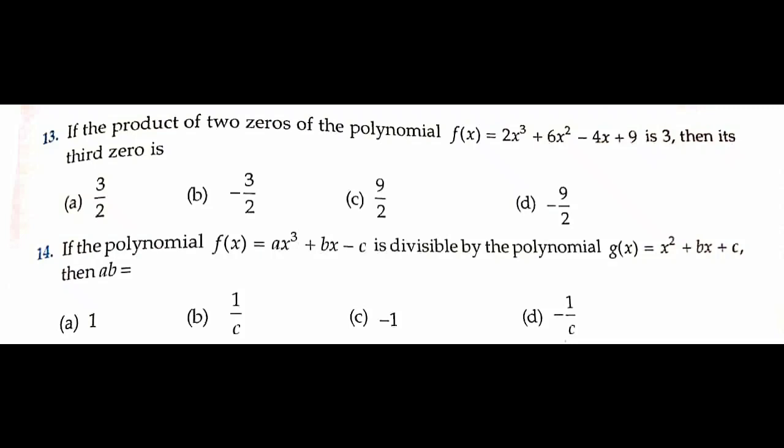So if we consider dx + e as the quotient, find the product of g(x) and q(x) in that situation and then compare the coefficients. That is g(x) = x² + bx + c multiplied by q(x) = dx + e. Then comparing the coefficients, we will have e equal to -1, which leads us to a into b equal to 1 in this situation. So option A is right here.